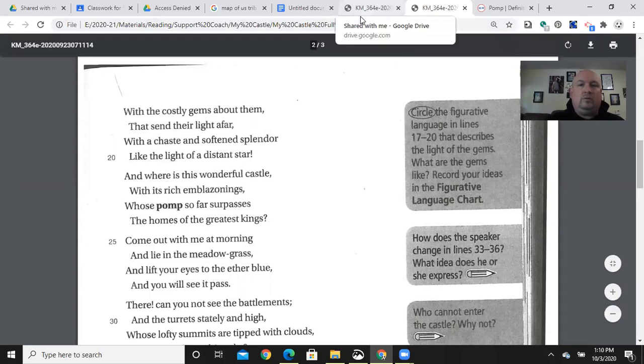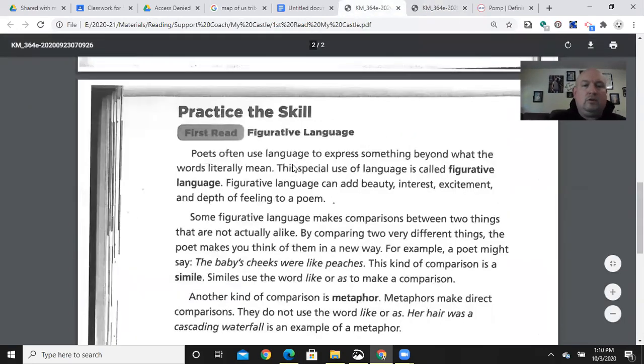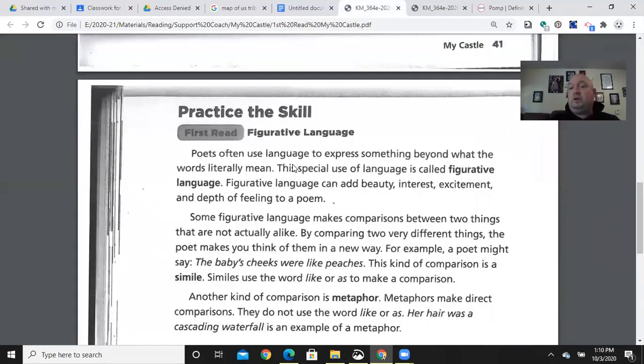Let's return to our original page here. Let's go to practicing the skill, figurative language. There are numerous types of figurative language. We're going to look at similes and metaphors for sure in this part, but there are others. Onomatopoeia, personification, things that add beauty, interest, and excitement, and depth of feeling to a poem.